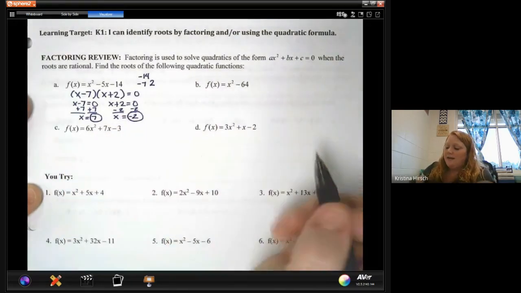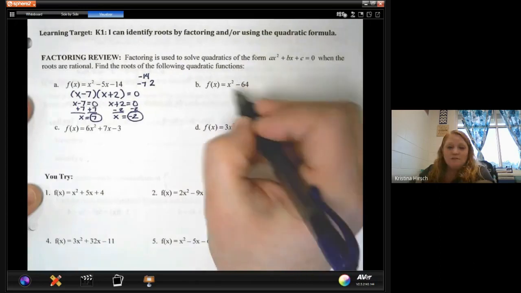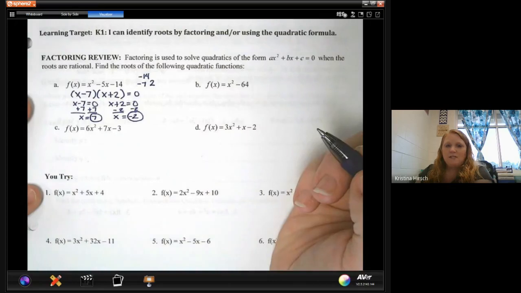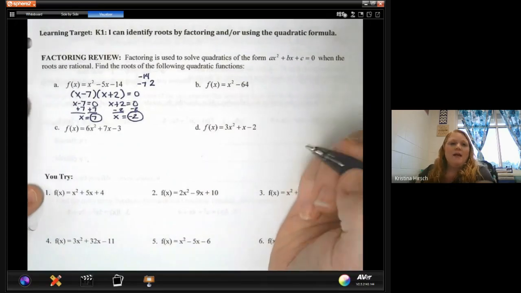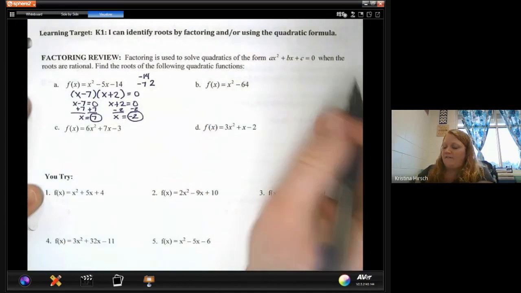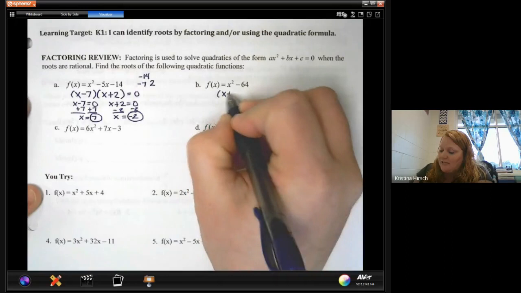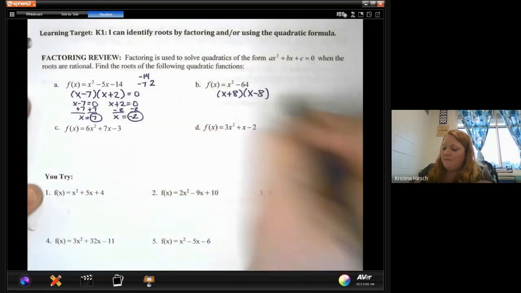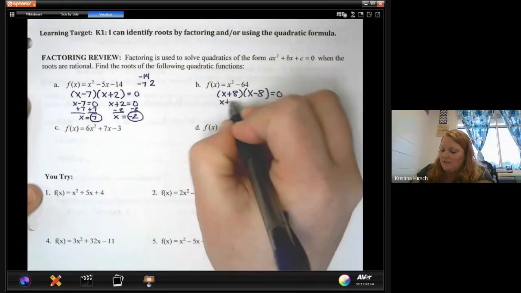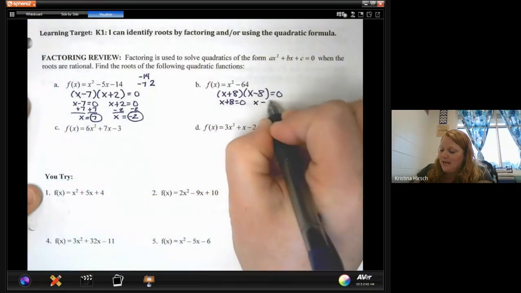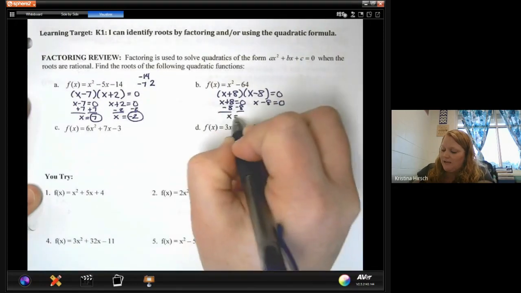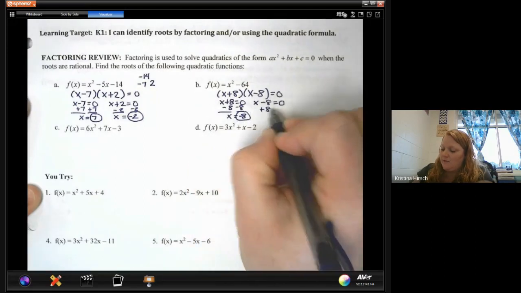All right. The second example is a difference of squares problem. And so that one, we can pretty much go straight into our parentheses because the square root of 64 is 8, except we need a negative 64. So that means we're going to have a positive 8 and a negative 8. So we're going to have x plus 8 and x minus 8. Now, because we're solving, remember we set it equal to 0. So we'll say x plus 8 equals 0 and x minus 8 equals 0. So we'll subtract 8 from both sides to get negative 8, and then we'll add 8 to both sides to get positive 8.